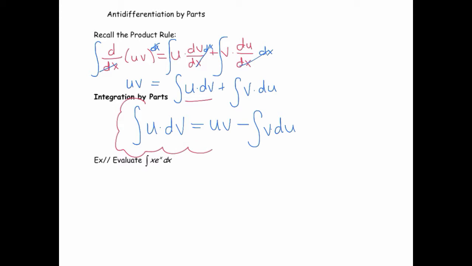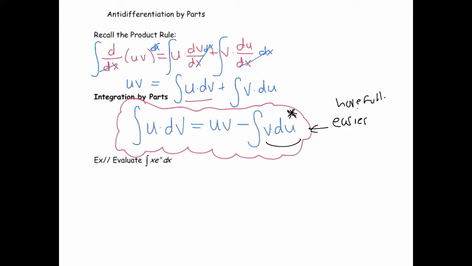Now it doesn't look like it's that helpful, because if I look at the left-hand side, let's say that's the integral I was dealing with, and I apply the formula, it actually gives me another integral over here on the right. That doesn't seem that helpful, but when you apply integration by parts, what you hope is that this new integral that shows up is hopefully easier to integrate than the original.